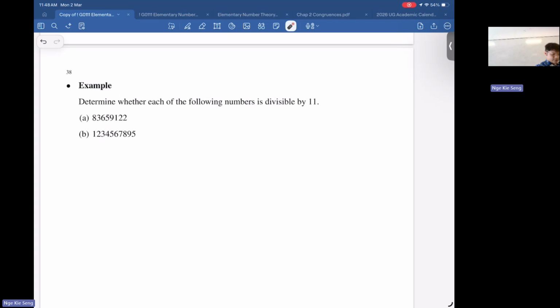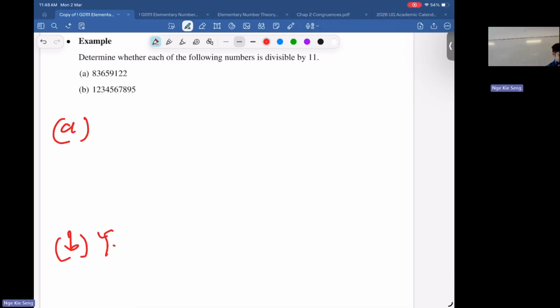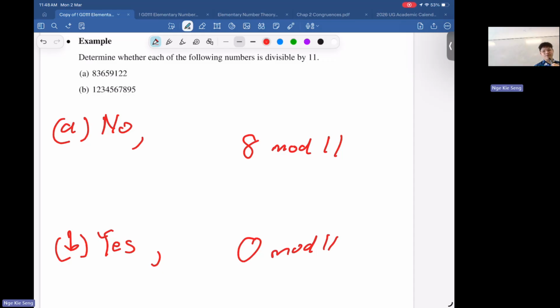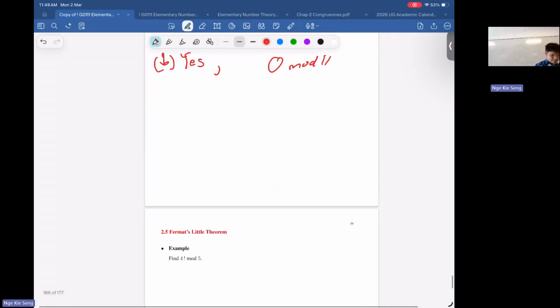Okay. So which one is divisible by 11? Which one is not? B, yes. A, no. Everyone got the same? Okay. Do you have the answer before getting no or yes? What's the A you get? 8. Okay, 8 mod 11. And then yes, 0. If you tell me 2, then there's something wrong. Okay, good. I'll write out the solution and then maybe you can check again later.